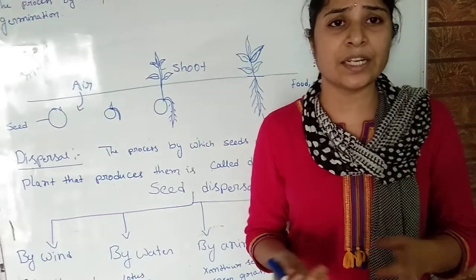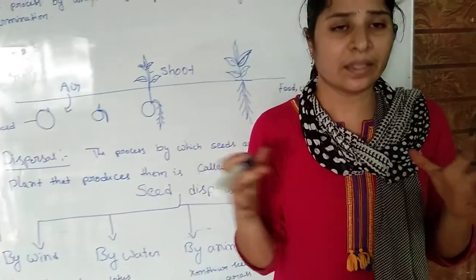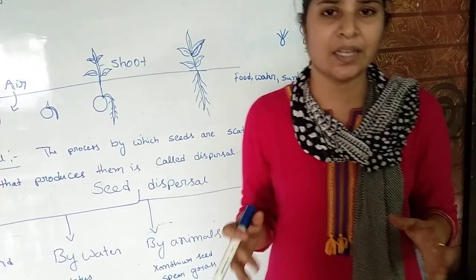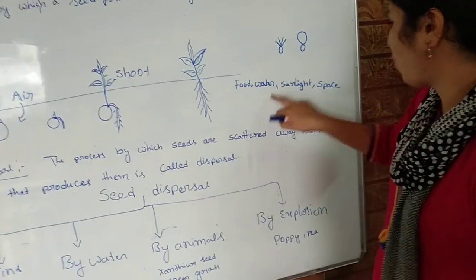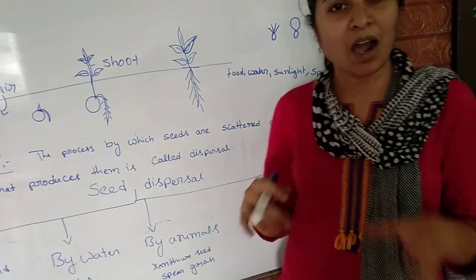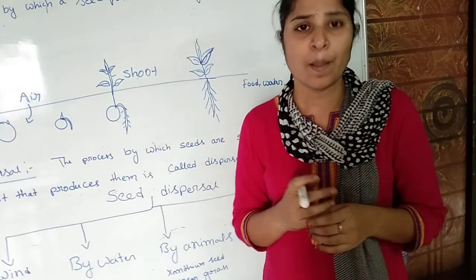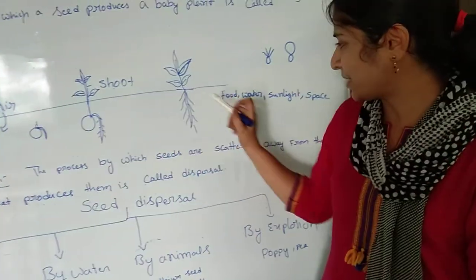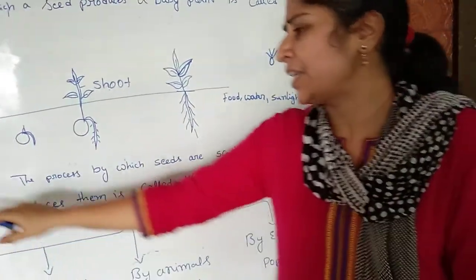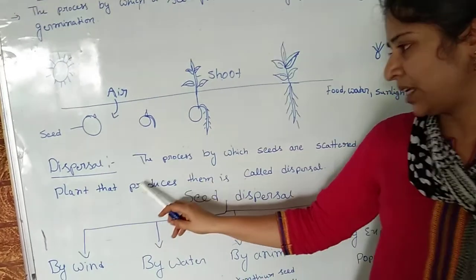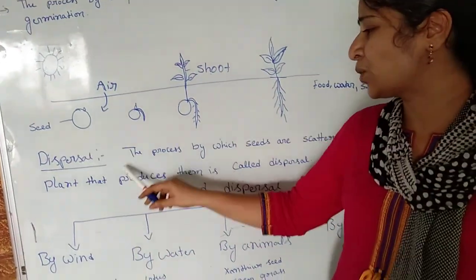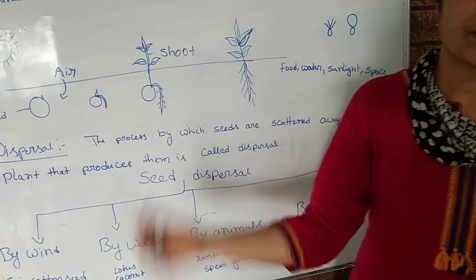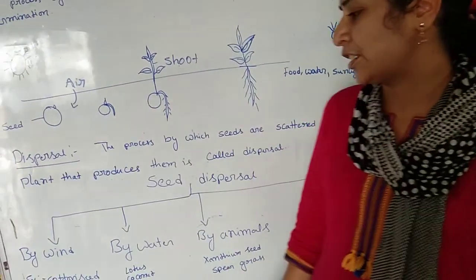If there is no seed dispersal, what will happen? All the seeds germinate in one place only, and there is a competition for food, water, sunlight and space, and all the seeds do not grow properly. So only some seeds grow. So to escape this competition, there is a need for dispersal of the seeds. So what does dispersal mean? The process by which seeds are scattered away from one place to another place is called seed dispersal.